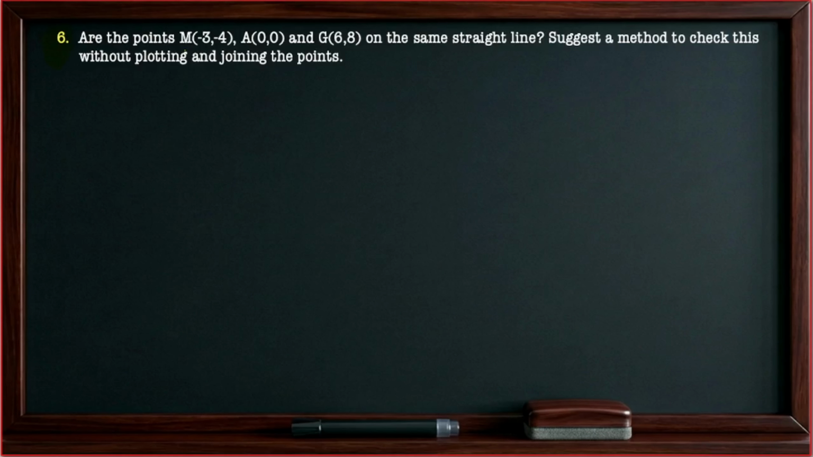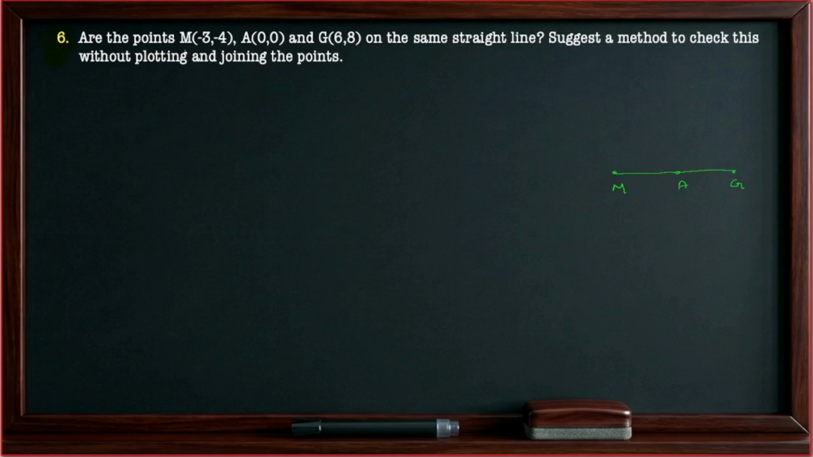Question number 6. Are the points M (-3, -4), A (0, 0) and G (6, 8) on the same straight line? Suggest a method to check this without plotting and joining the points. So here, how can we say if three points lie on the same line without drawing them? So here the points are M, A, and G. So how can we say that these points lie on the same straight line?